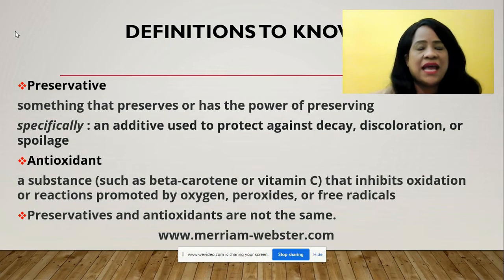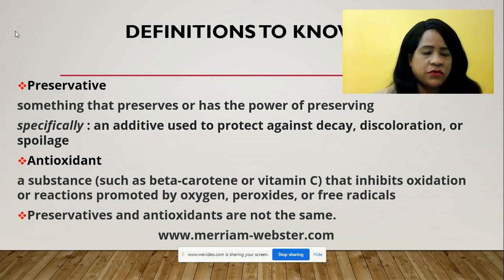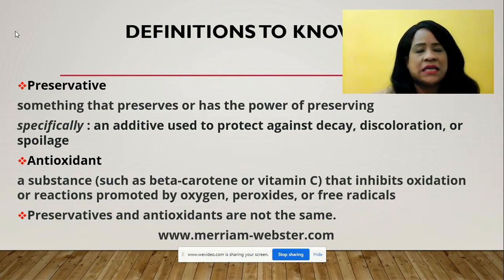Hello, so today I'd like to discuss microbiology testing in cosmetics, and I'm going to start out by discussing some definitions. One of the most important definitions that you really do need to know is preservative. That's the first definition. A preservative is something that preserves or has the power of preserving. Specifically, it is an additive that's used to protect against decay, discoloration, or spoilage.